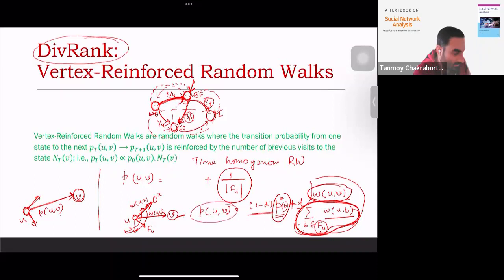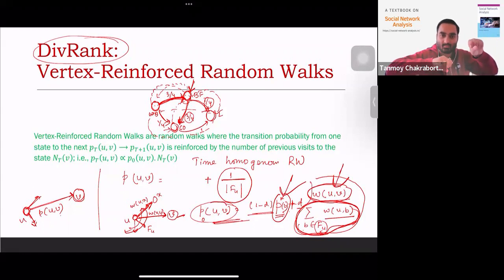Okay, and I write this as p0. Why am I writing p0? Because this probability doesn't change in case of PageRank, right? Because it depends on the static network structure, and this is fixed. So the transition probability from one node to another node is always fixed in case of PageRank, right?